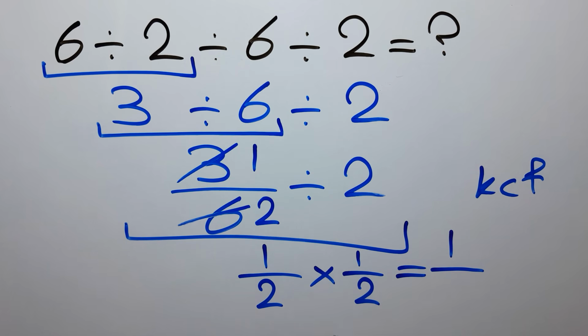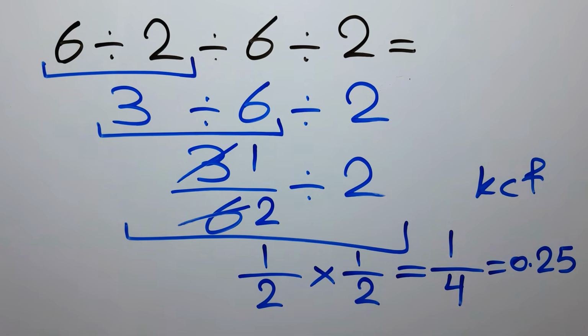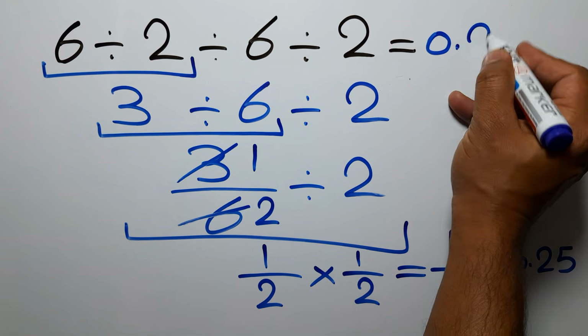So 1 over 2 times 2 equals 4. So we have 1 over 4 or 0.25. And this is our final answer to this problem. The correct answer is 0.25.